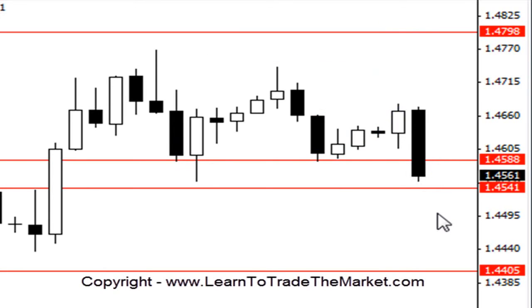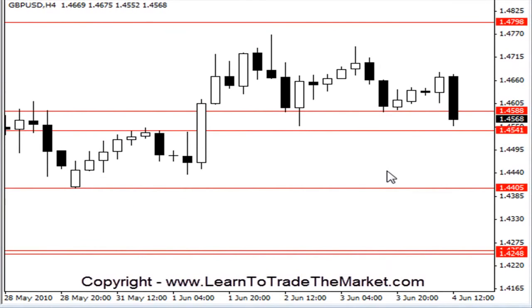Something I promote quite a lot here at Learn to Trade the Market is trading with price action without any indicators and trying to be contrarian, and that is exactly what this trade represents, is clear price action, no indicators at all. There's no squiggly lines or MACDs, RSIs or stochastics or anything funny like that. It's just plain vanilla price action and candlesticks or bar charts.